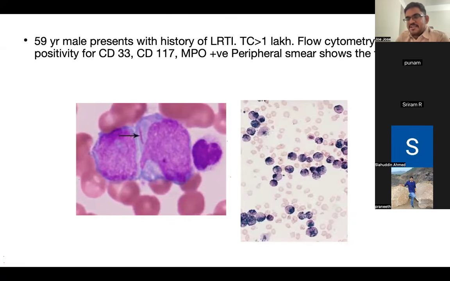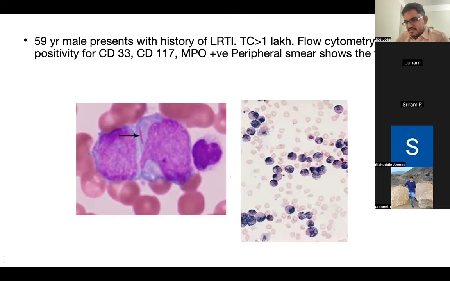So we do MRD also from the marrow, by flow cytometry. MRD should ideally be less than 0.1%. So if all these criteria are met, MRD negative and in morphological remission, then what do you do? Then, sir, we'll consolidate the therapy.